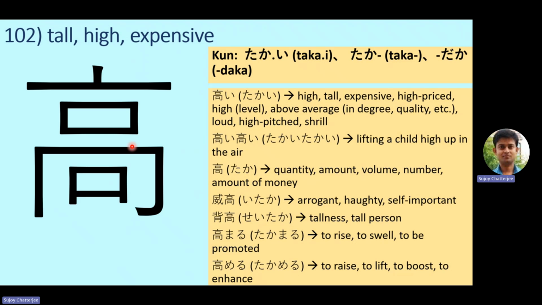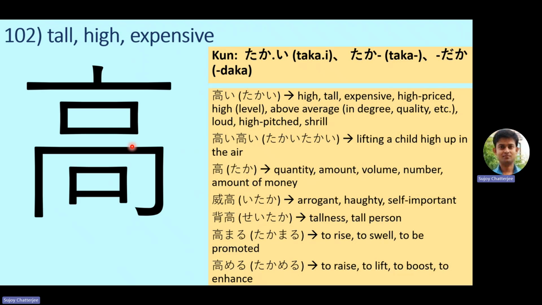First one is the most common one, takai, which means high, tall, expensive, or highly priced, above average in degree, quality, etc., loud, high pitched, or shrill. That means anything extreme. That is takai. Takai takai means lifting a child high up in the air. So this is in a playful attitude. Taka. Taka means quantity, amount, volume, number, or amount of money. Itaka means arrogant, haughty, or self-important. Then we have Seitaka, which means tallness or a tall person.